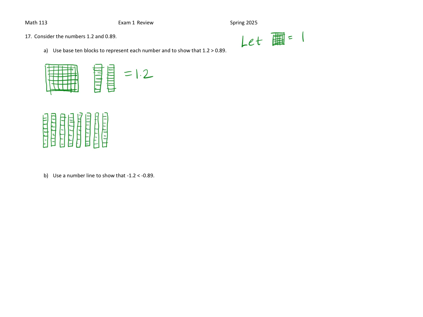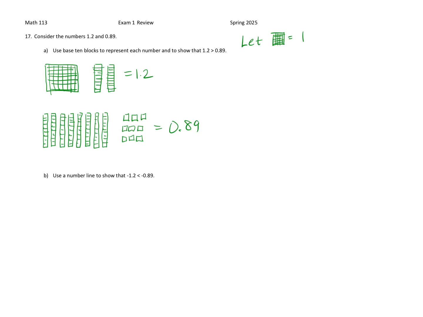So that's 8/10, and then 9 hundredths. My hundredths are made up of the shorts. Three, six, nine. So that's 0.89.